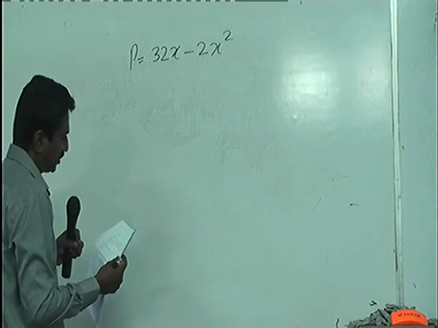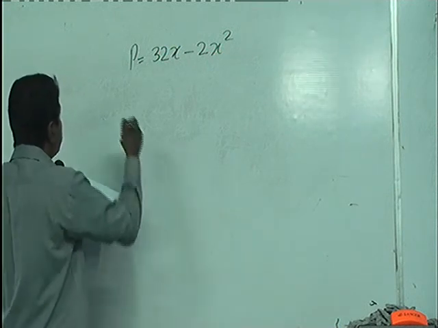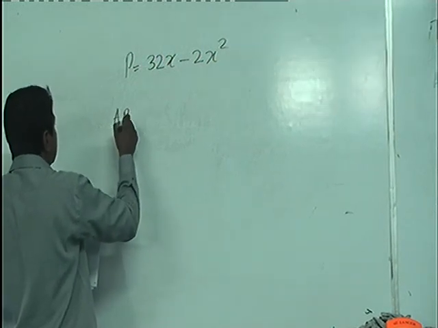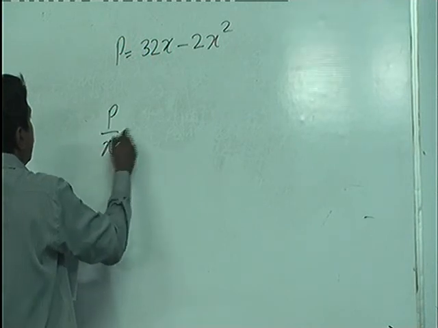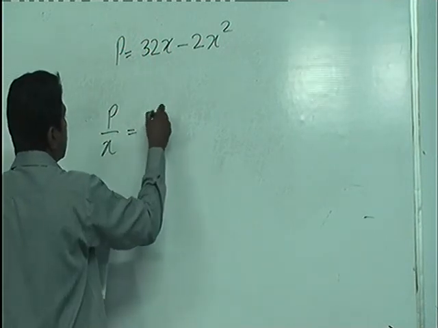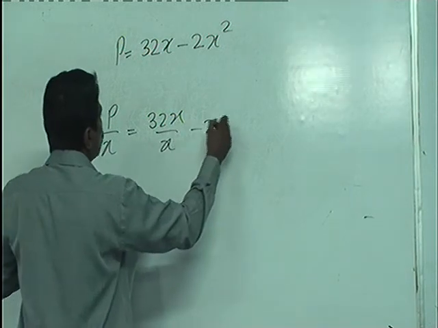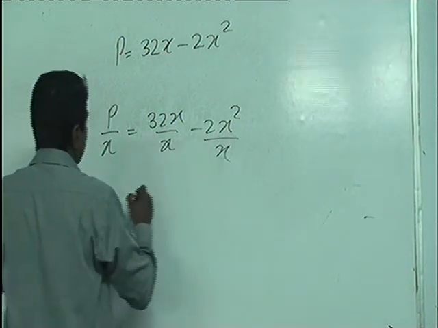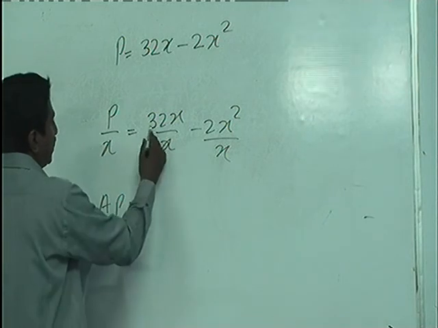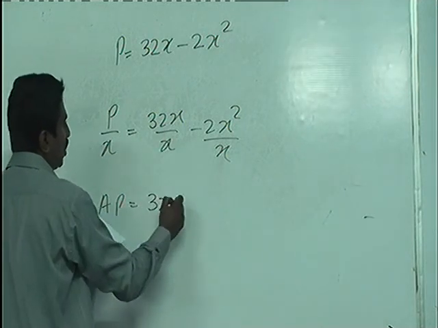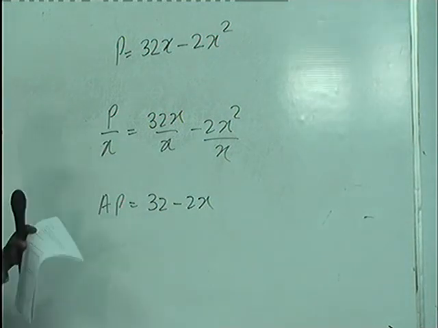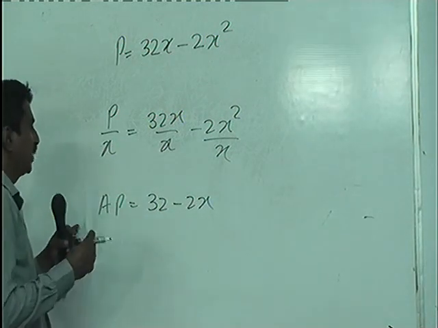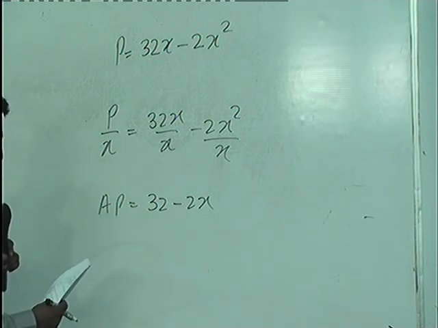The average profit equation: the average profit is again the profit function divided by quantity. So 32x divided by quantity minus 2x squared divided by quantity. When you divide by x, the average profit is 32 minus 2x. So the answer is true.